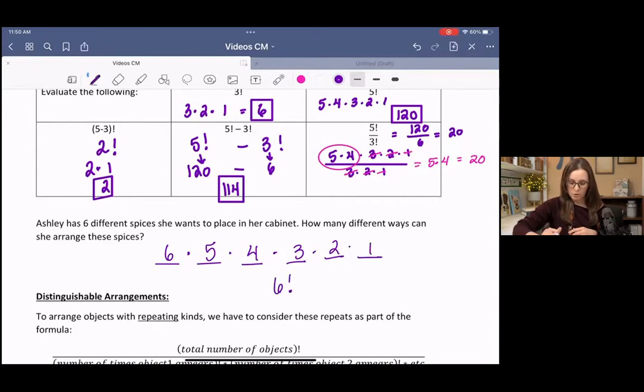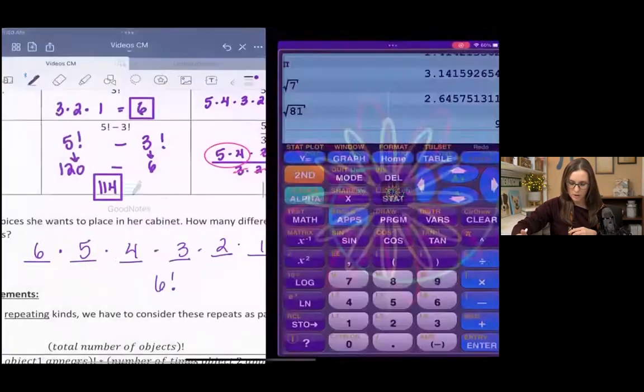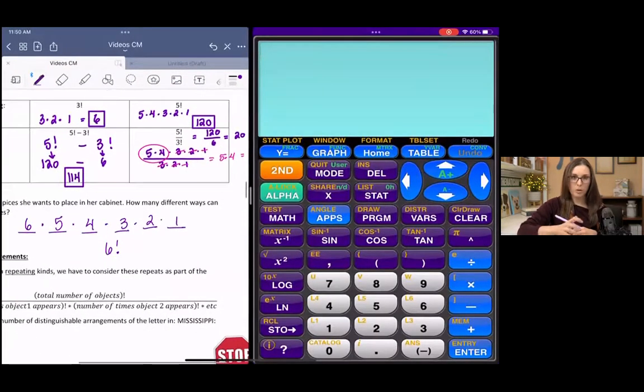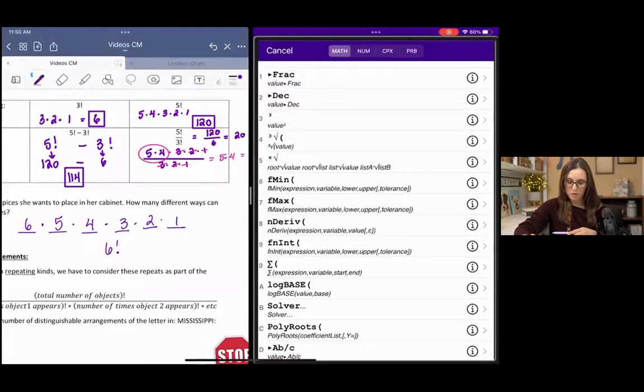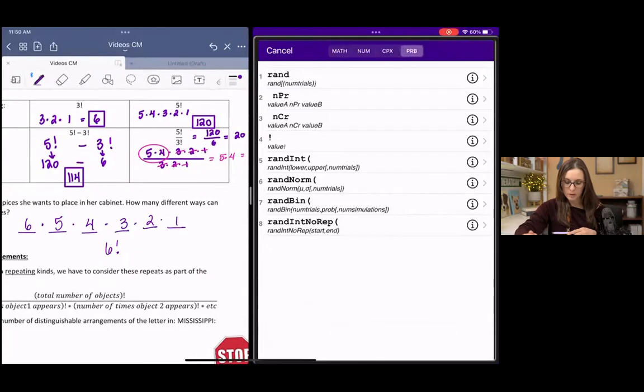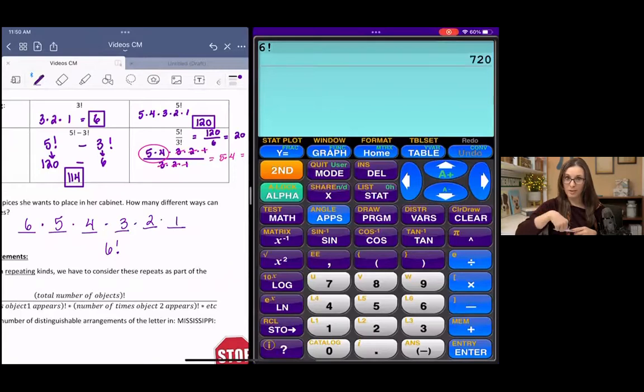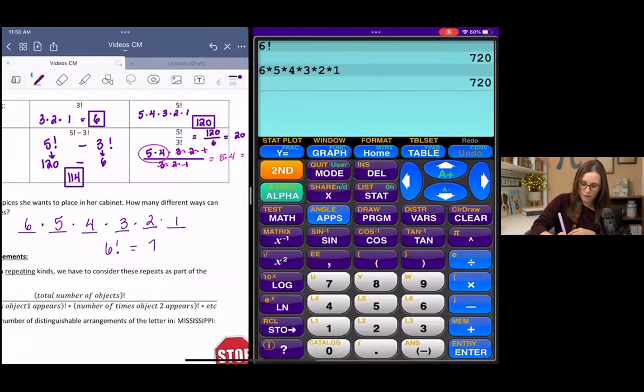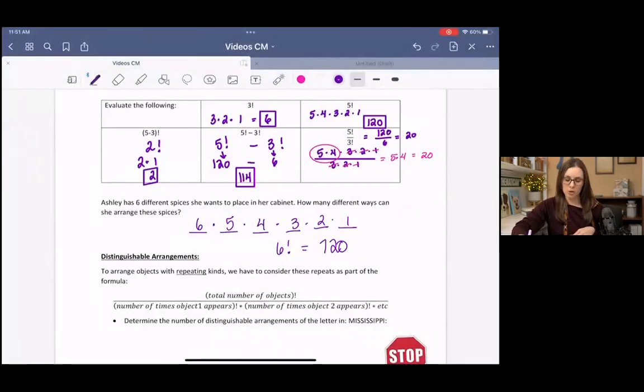And then I want to show you a little shortcut here. As always, love to use the calculator. If you want to pull up a factorial in your calculator, I'm going to type in 6 first. And then I'm going to go to math, over to probability, and you can see number 4 has the factorial there. And there you go. Or you can type it in the long way if you want. 6 times 5 times 4 times 3 times 2 times 1, 720. So either way, we're going to get 720. 720 different ways she can arrange those spices.